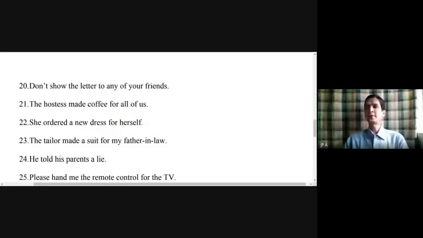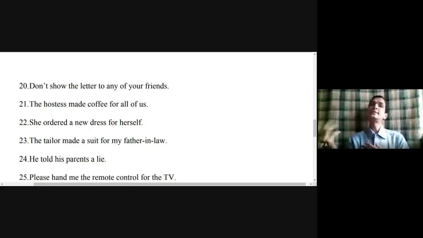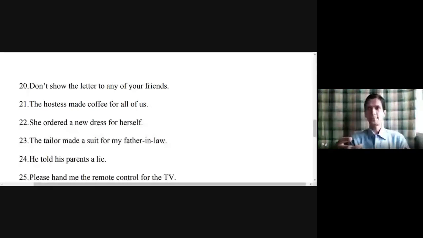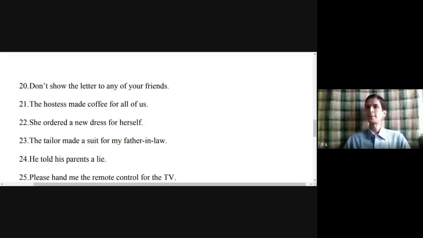Exactly, Akshaya, it is an object complement. That is, it is the complement of the direct object, remote control. Which remote control? The TV's remote control. So it is for the TV, the object complement for the direct object. So it is an object complement. Very good. Yes, Sheetal, it is a complement. Complement is what completes.